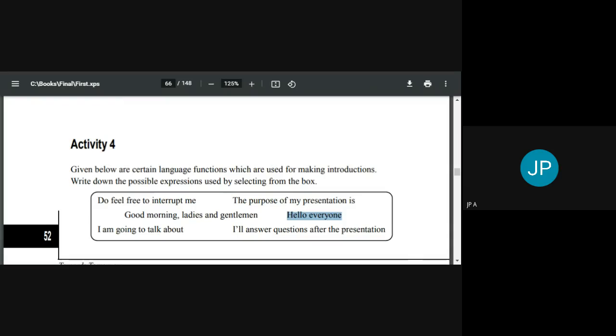Welcoming your audience, then introducing the subject. These are the three things which are there. Welcoming, okay, that is the first one. Then introducing the topic, that is the second one.